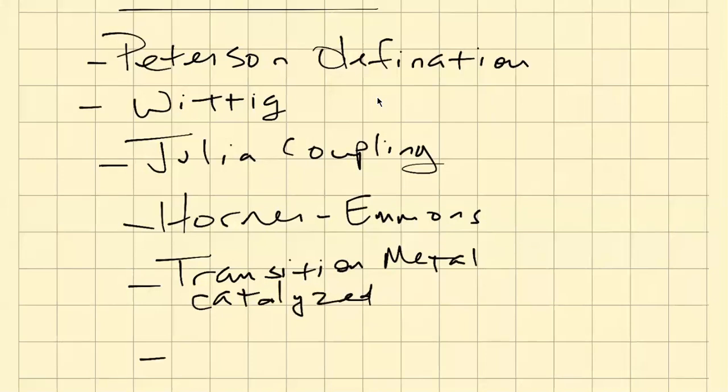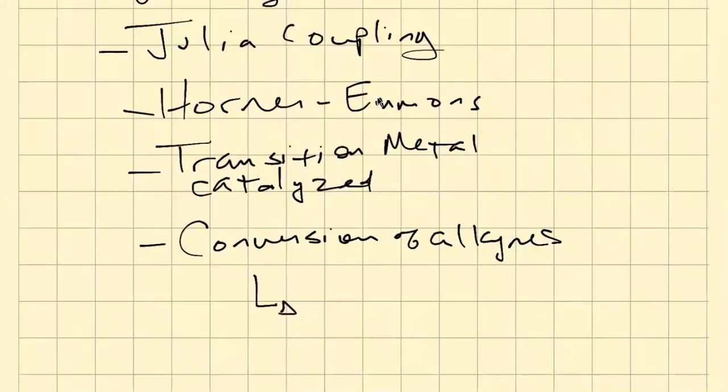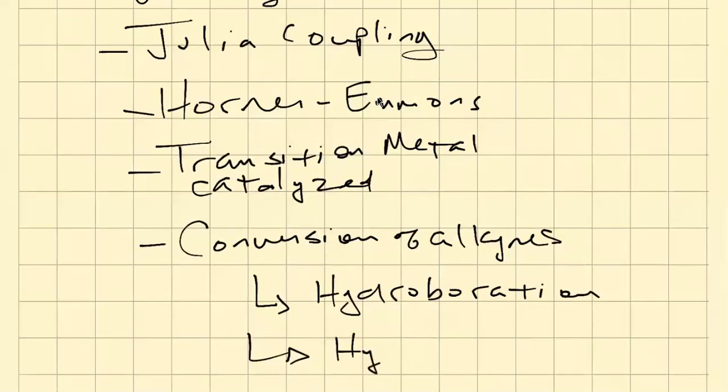And then we're going to talk about conversions of alkynes. So taking triple bonds and turning them into double bonds, either through hydroboration type technology or hydrozirconation. Right, so that's basically an overview of this section. This is a big section, but we're going to get through it.